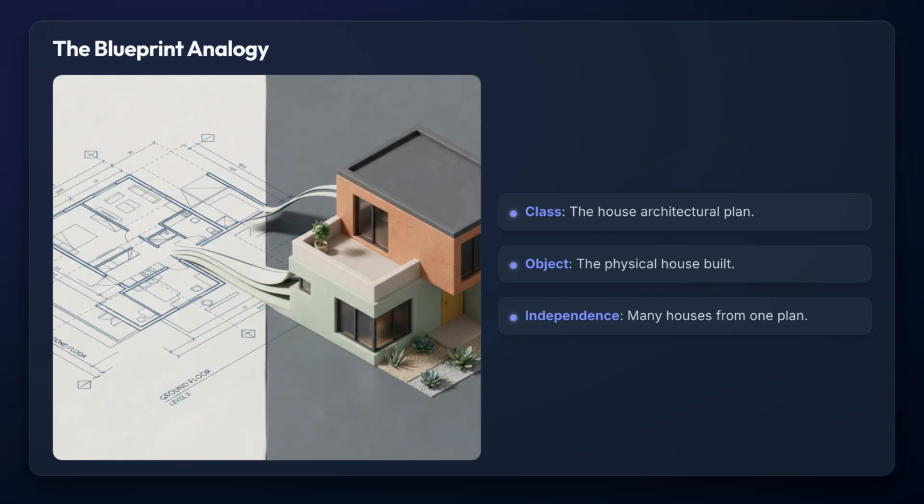To visualize this, imagine an architectural blueprint for a house. The blueprint itself isn't a house, you can't live in it. It's just the design. However, you can use that single blueprint to build a dozen identical houses. In Python, the class is your blueprint, and every object you create is a unique house based on that design.